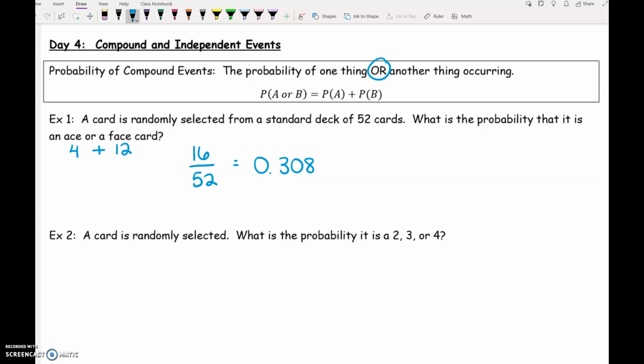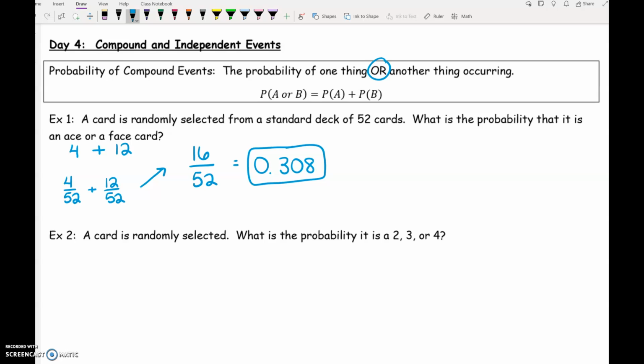Now, the way we did that doesn't really look like this formula. This formula is saying that we're supposed to take the probability of one thing and the probability of the second thing and add them together. But because these are fractions, the probability of getting an ace is 4 out of 52. The probability of getting a face card is 12 out of 52. If you add those two fractions together, you end up with 16 out of 52, which is the same thing. So whether you add them together and then put them over 52, or whether you do the probabilities separately and then add them, you're basically going to get the same thing. So the probability of drawing an ace or a face card is 0.308.